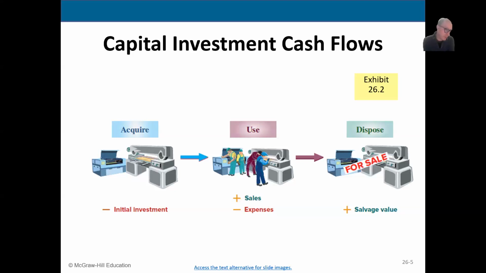Over time, I decide, you know what? This machine has reached the end of its useful life, or I no longer need it, or I no longer want it, so I'm going to sell it, dispose of it. Earn what's called salvage value. That's what it's worth at the end of its useful life. Or sell it. I get a little cash coming in when I get rid of it. So this gives you an idea of what happens with the cash when we purchase property, plant, and equipment, use it, and then dispose of it.